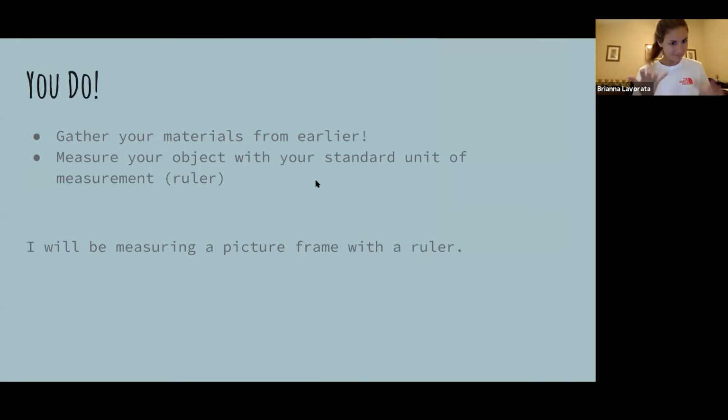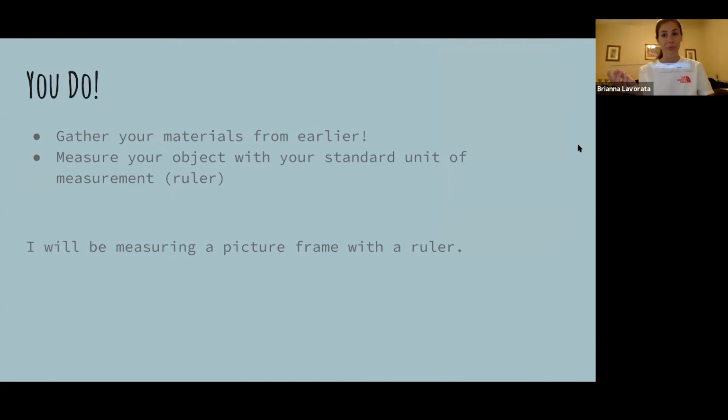Oh, I thought I had one more. I totally forgot. So for this one, actually, I want you to now pause this video after my directions. So you're going to gather your materials from earlier. So let's go ahead, put our paper aside and your pencil aside. We're going to use that again later.